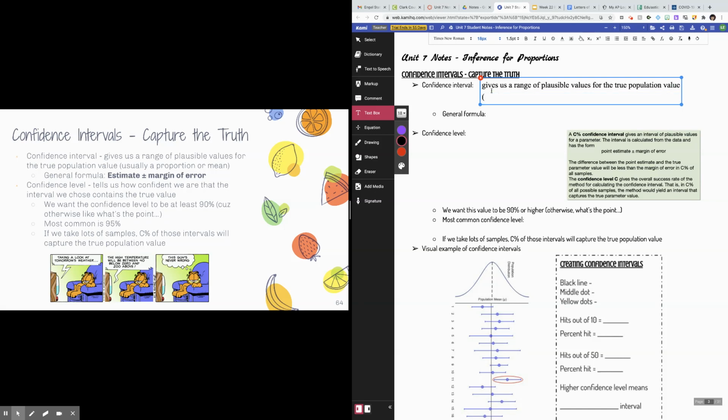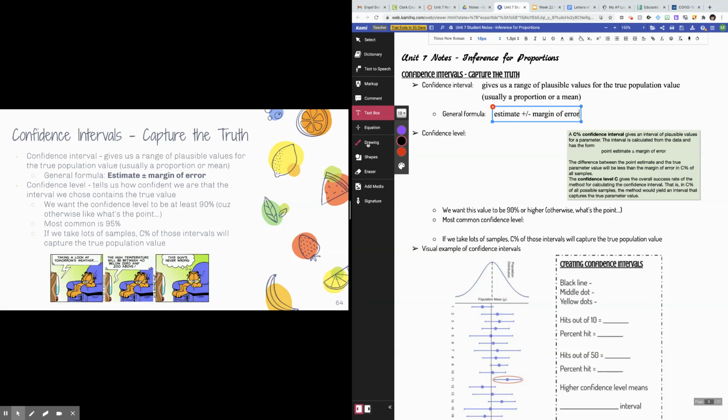Okay, and that true population value is usually a proportion or a mean. In this unit, we're going to focus solely on proportions, and then we'll get into means in the next unit. Essentially, when you're creating a confidence interval, you start with your point estimate, and then you add and subtract your margin of error.